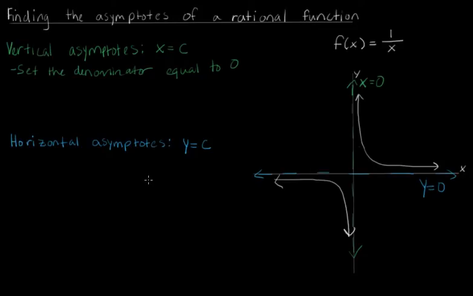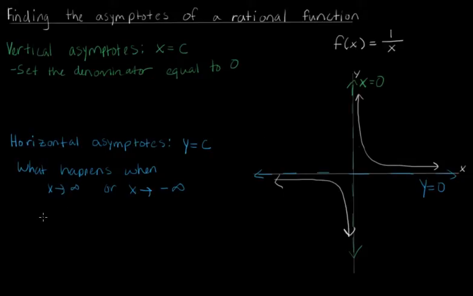Now, horizontal asymptotes are a little bit different. Horizontal asymptotes are what happen when x gets really, really, really big or really, really negative. So horizontal asymptotes are what happens when x goes to infinity or x goes to negative infinity. And there are some different cases on what can happen there.